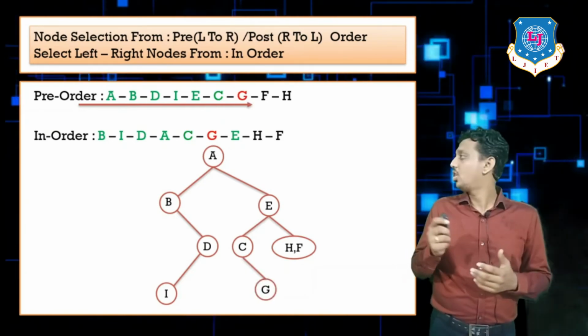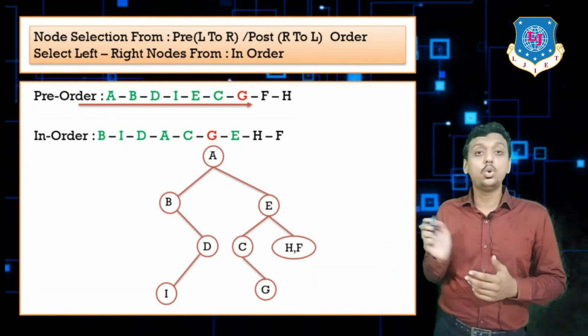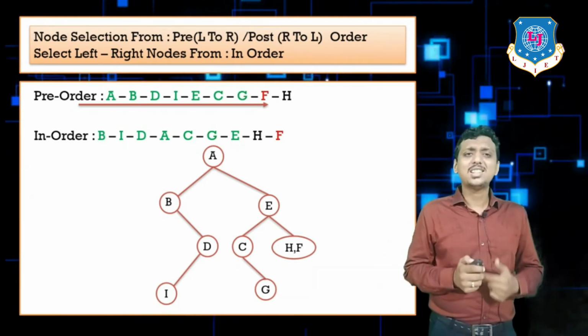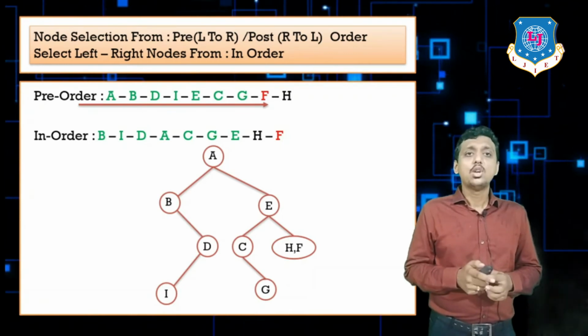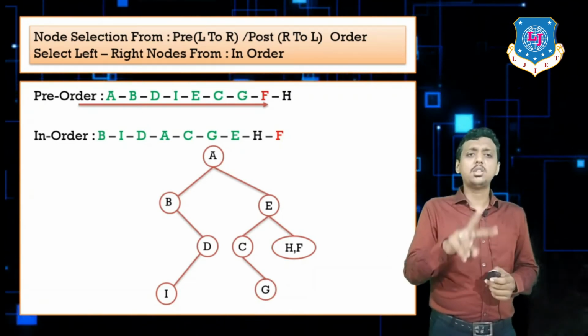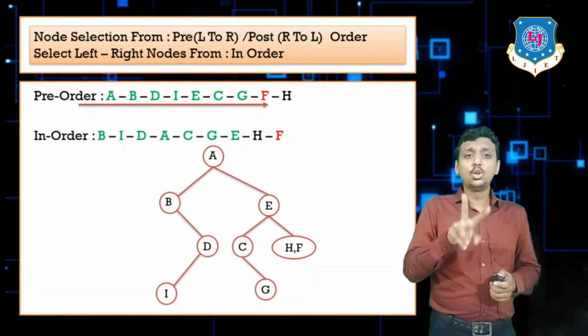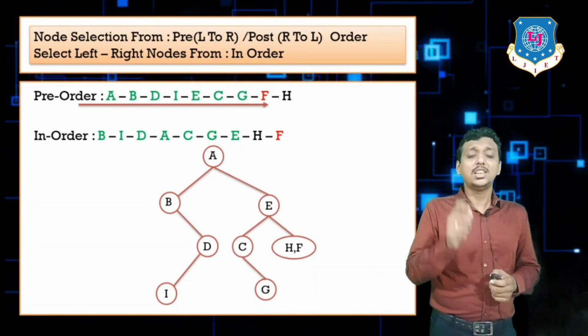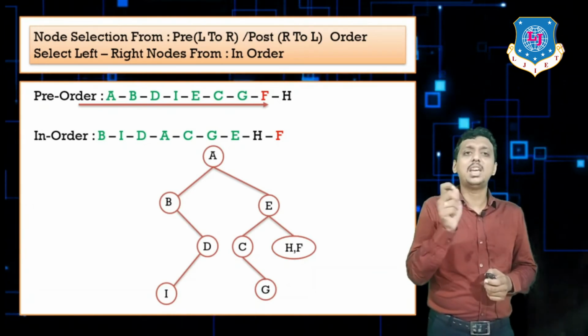Okay, so G is situated on the right side of the node C. Fine. Now let's move further. The next we must have F. So from the sequence of H and F, students, you need to select only one node, and that must be F, because if you see the pre-order sequence, after G we have H.